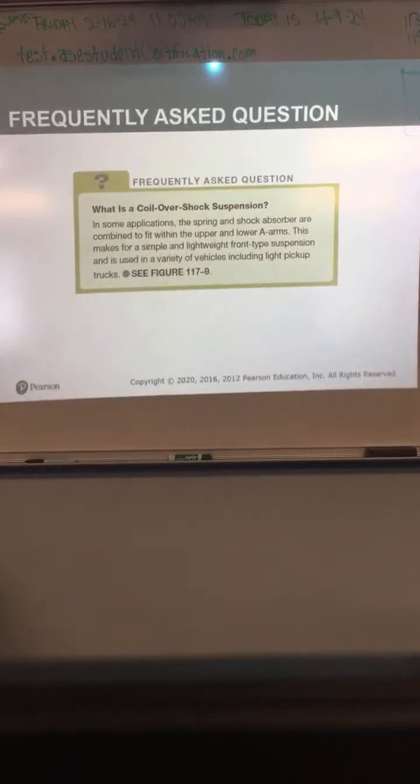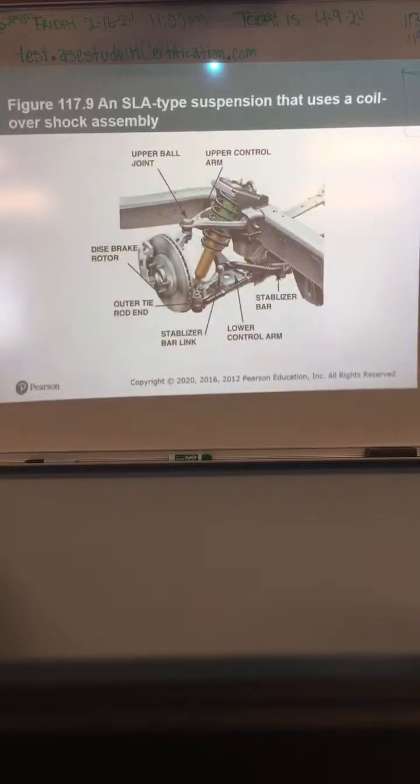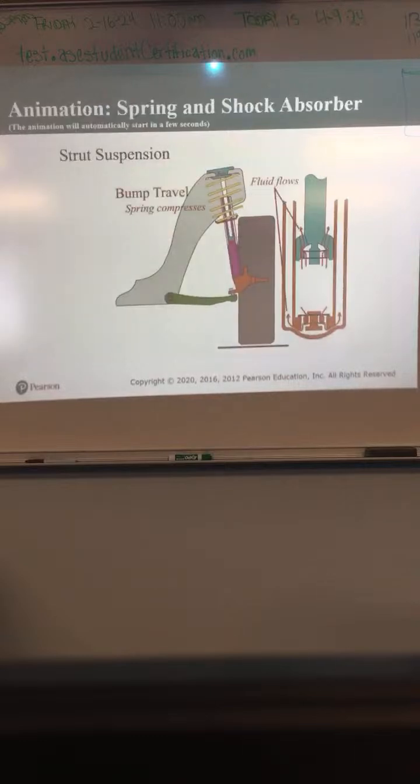What is a coil over shock suspension? In some applications, the spring and shock absorber are combined to fit within the upper and lower A-arms. It makes a simple, lightweight front suspension type, used in a variety of vehicles. This is an SLA suspension using a coil over shock assembly. So now you have your shock absorber and your spring all in one. Groovy, right?